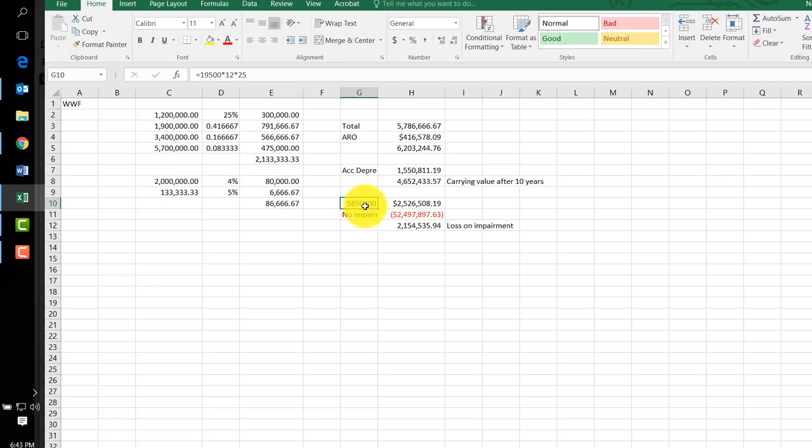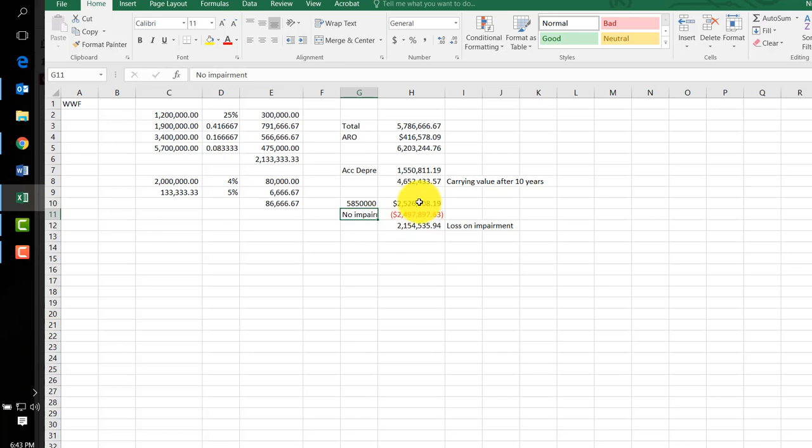We have a situation where we have to evaluate change in use, have to evaluate it for impairment. We're going to rent it out, but we get a pretty good rate of $19,500 a month times 12 times 25 future years, which comes to 5.85 million. That's higher than the carrying value, so there is no impairment. We do not have to go further.